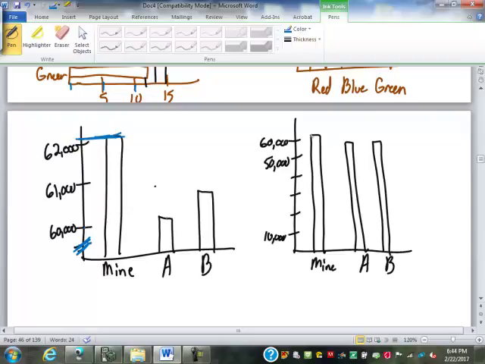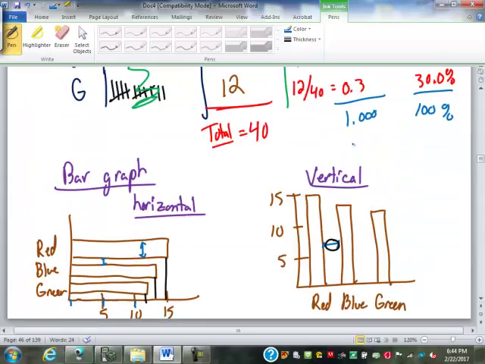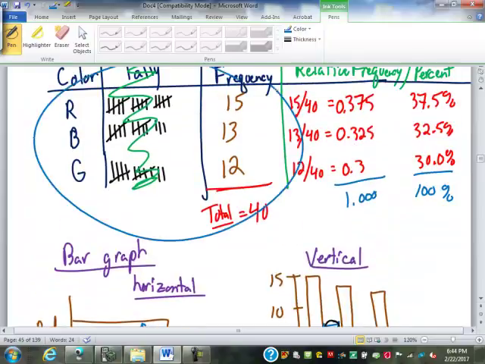Even over here, you can tell that mine is greater than the others and that A is the smallest of the 3. But you can't tell an exact number. If you want an exact number, you go to a table. Tables give exact numbers. Graphs give quick, visual comparisons.